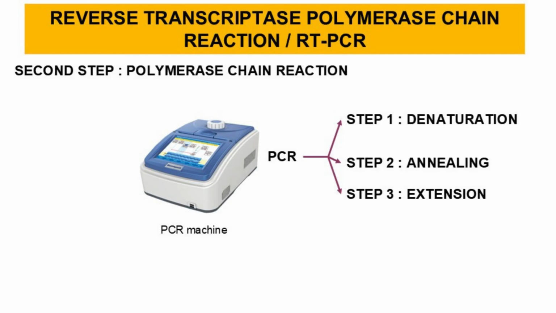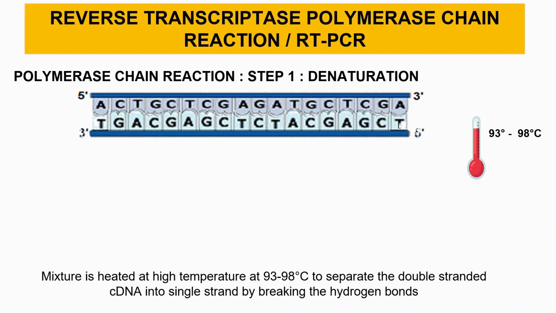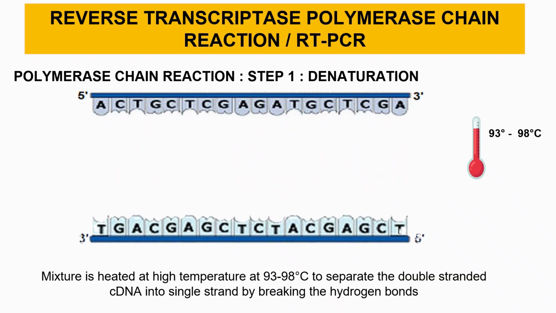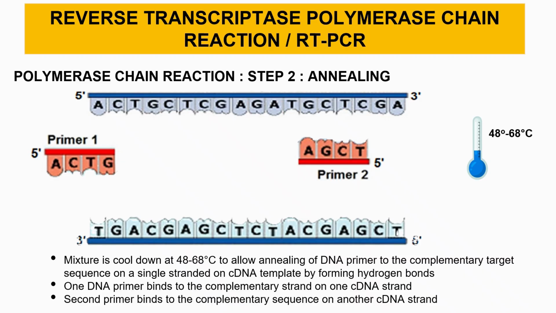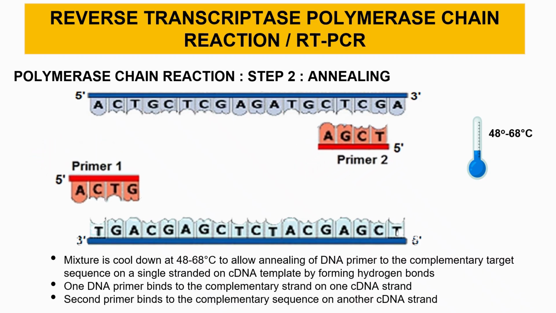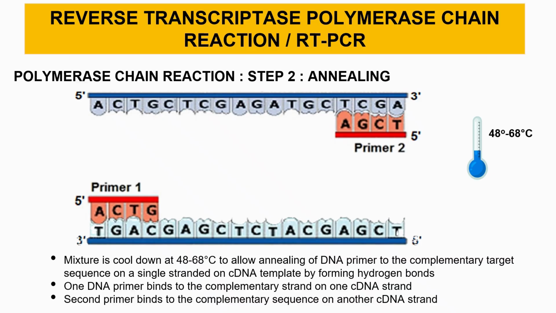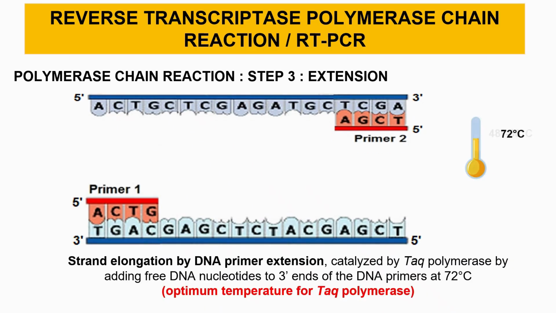PCR consists of three main steps that are repeated for multiple cycles. The first step is denaturation. The reaction mixture is heated at high temperature, about 93 to 98 degrees Celsius, causing the double-stranded cDNA to separate into two single strands of cDNA. The second step is annealing. The mixture is lowered to 48 to 68 degrees Celsius, allowing primers to bind to their complementary sequences on the cDNA strands.